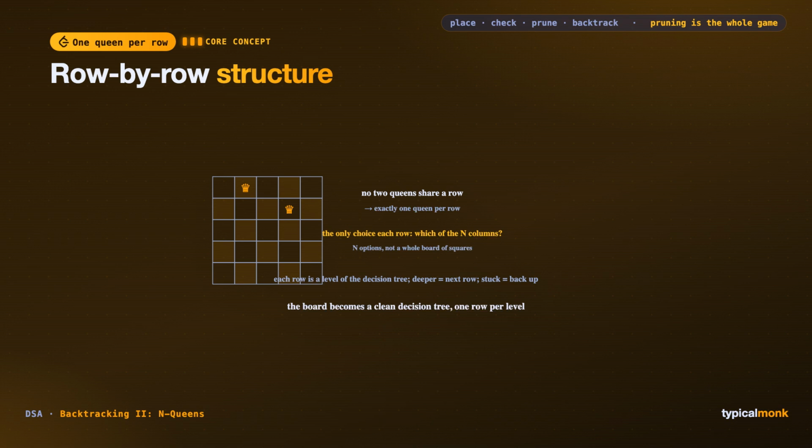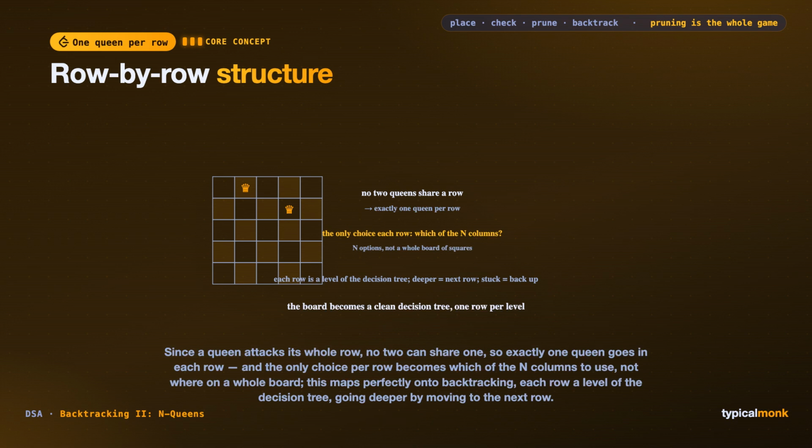We go deeper by moving to the next row, that is exploring, and when a row offers no valid column, we come back up and change the previous row's choice, that is backtracking. The abstract recursion tree from earlier classes becomes literally a walk down the rows of the chessboard. Structuring it this way is what makes the whole thing manageable.